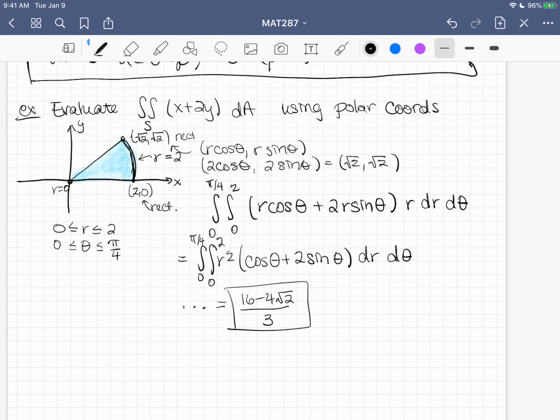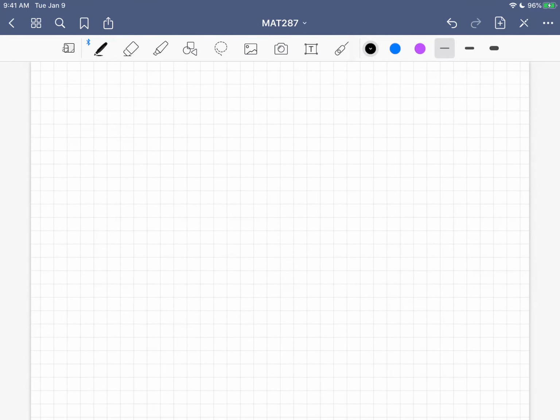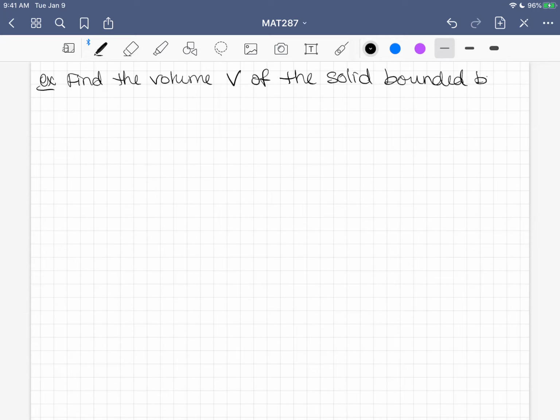Okay, let's try another example. I want to find the volume V of the solid bounded by the xy plane and the paraboloid z equals 25 minus x squared minus y squared.